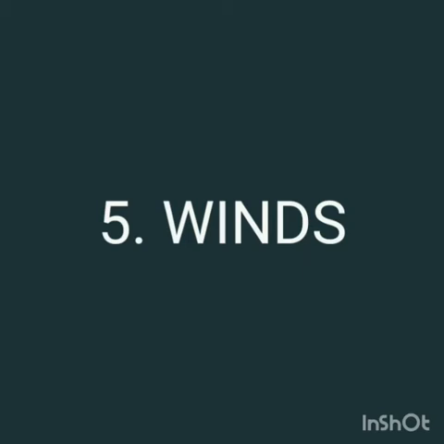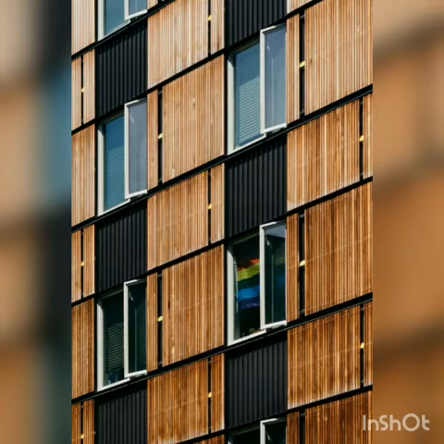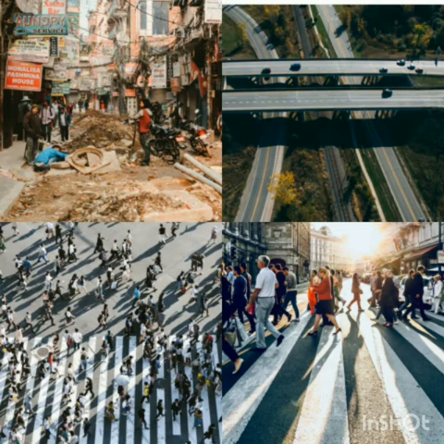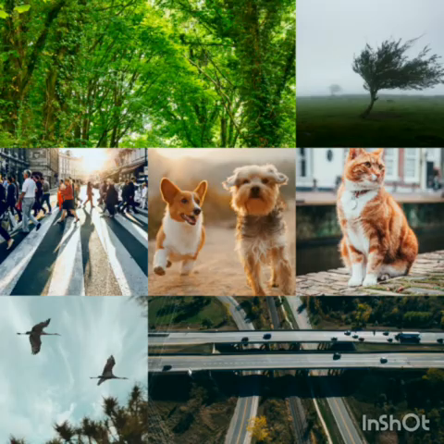Chapter 5: Winds. Students, look out of the classroom window. Do you see any objects? You will see trees, birds flying in the sky, animals like dogs, cats, shops, vehicles, people walking on the road. Which objects are moving? Branches of trees, leaves, people, animals, birds, vehicles are moving objects.